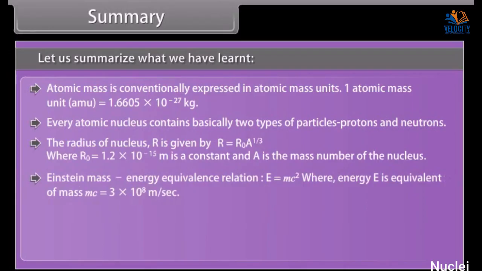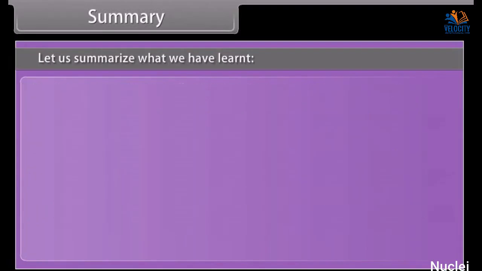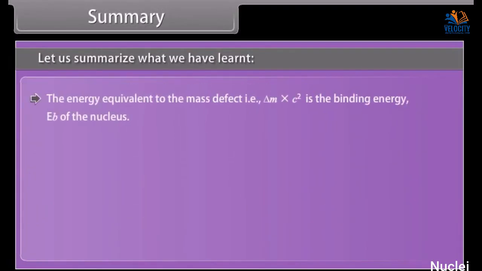Einstein's mass-energy equivalence relation, E = mc², where energy E is equivalent of mass m. c is the velocity of light in vacuum, that is 3 × 10^8 meter per second. The mass of a stable nucleus is less than the total mass of its nucleons. This difference Δm in mass is called mass defect. The energy equivalent to the mass defect, that is Δm c², is the binding energy, EB, of the nucleus.